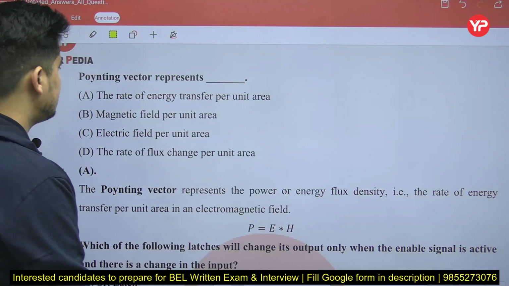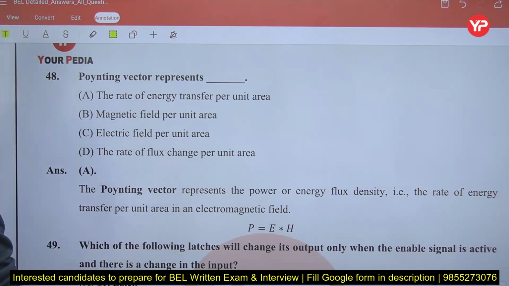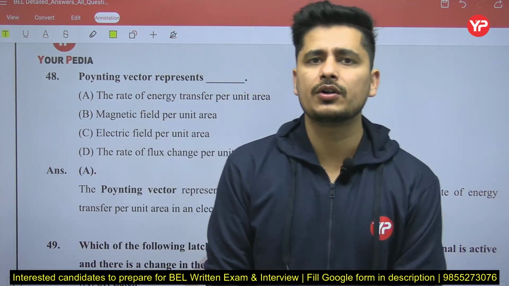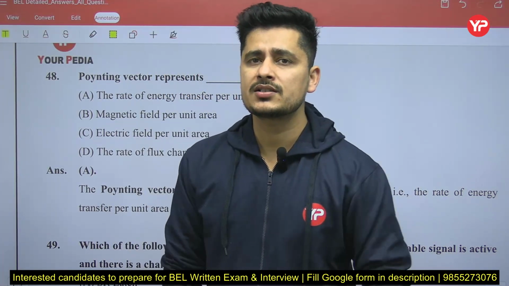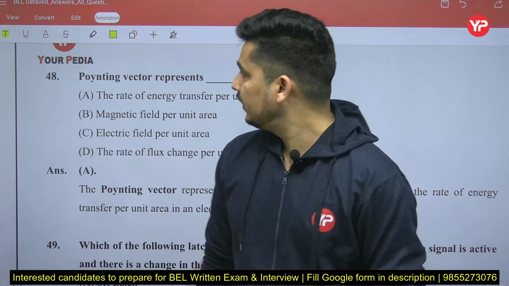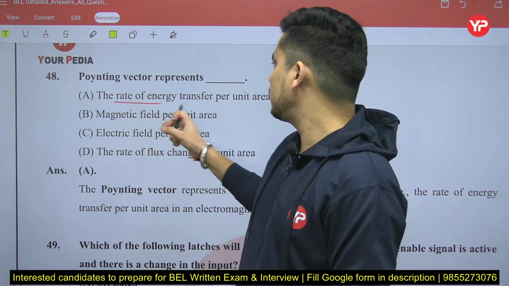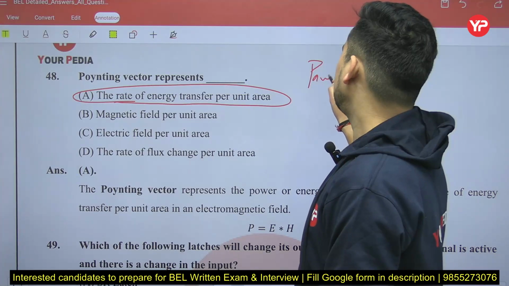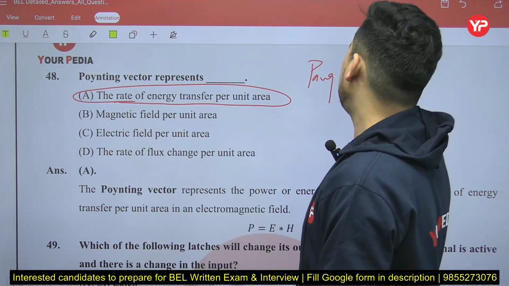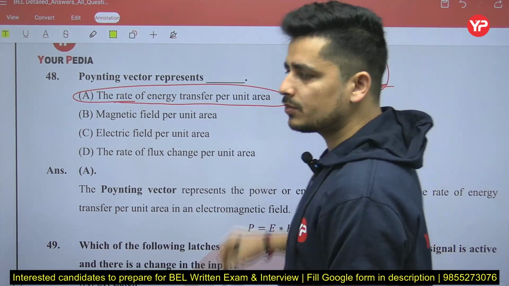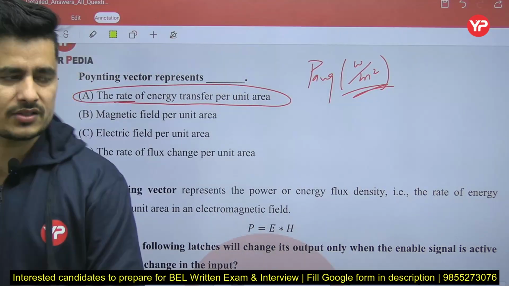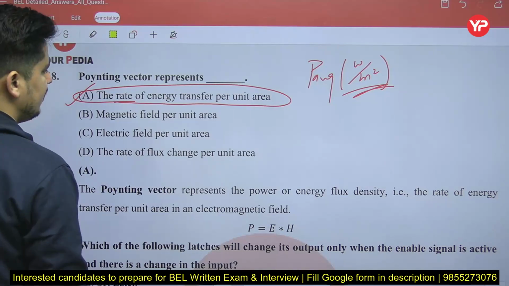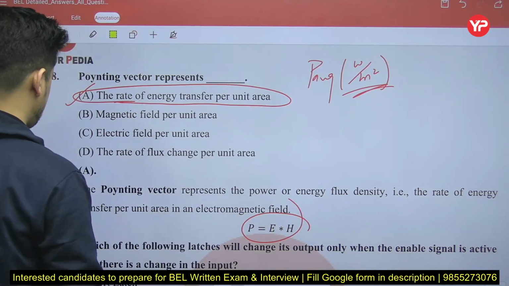Poynting vector represents, basically in an EM wave, what? The Poynting vector will represent the energy flow, or you can say the rate of energy transfer per unit area. See, the average Poynting vector, what is the unit? Watt per meter square. That is the unit of the average Poynting vector. What does it mean? The energy or power flow per unit area. The answer is A, and it is given by P equals E cross H.